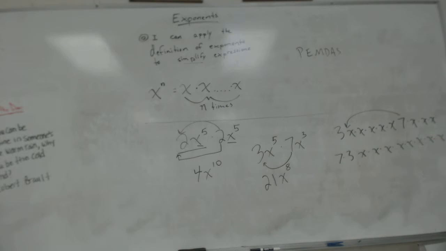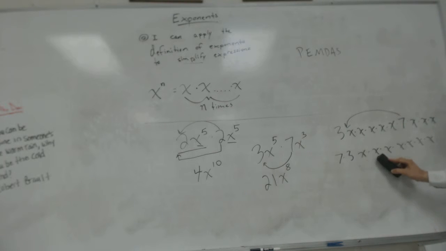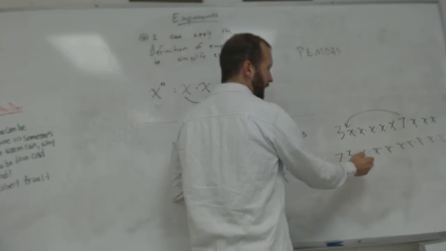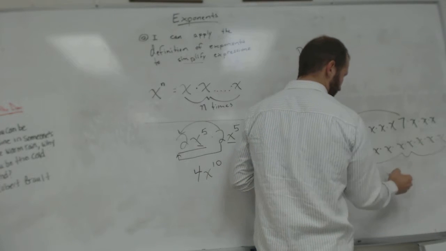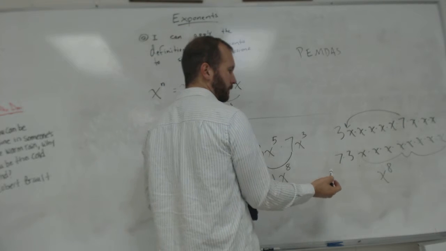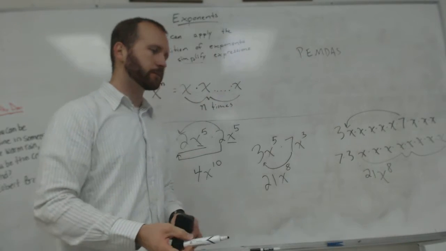Oops. I did one too many x's, didn't I? 1, 2, 3, 4, 5. No, I had it right. And then I could count up. Okay, there's 8 x's, so that's x to the 8. They're all being multiplied together. And 7 times 3 is 21.